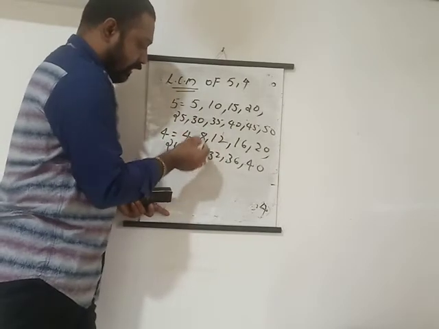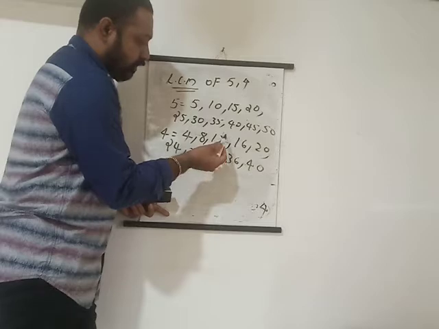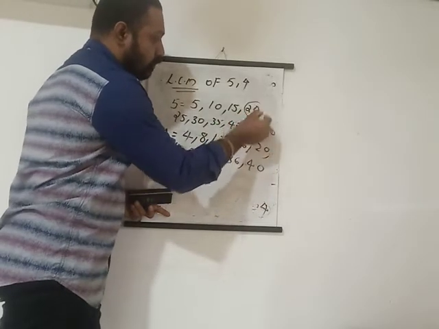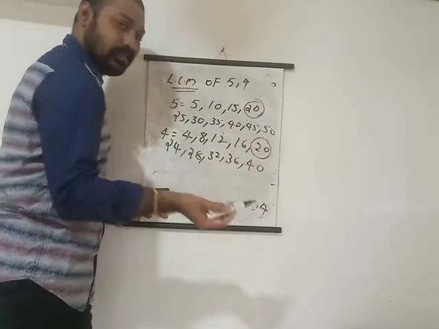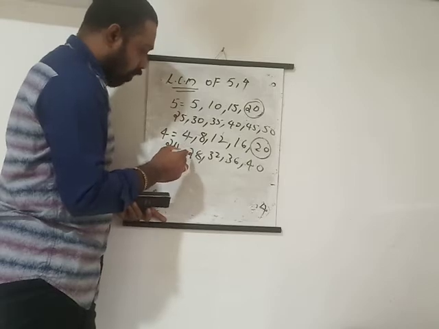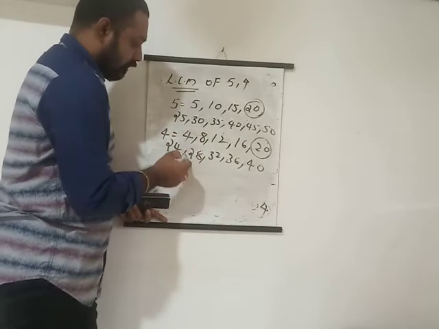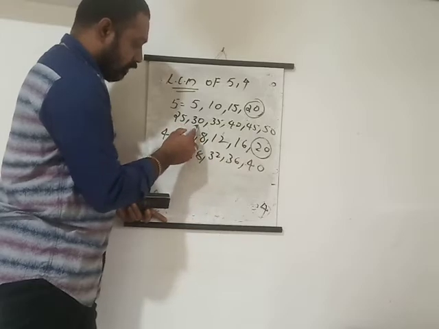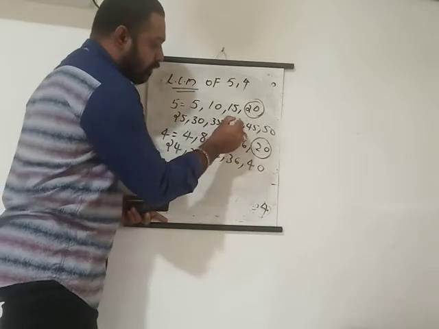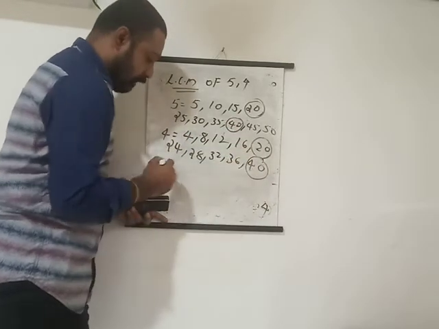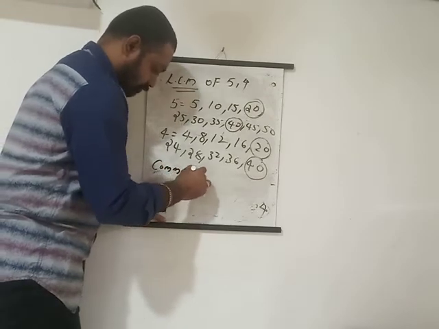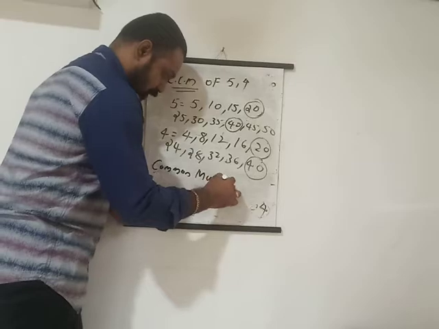5 is not here, 10 you cannot see, 15 is not here, 20, yes, 20 is here, isn't it? So 20 is here. This is actually the first one, this is actually the LCM. Again, let us check whether we have any other common multiple. 25 is not here, 30 is not here, 35 is not here, 40 is here, isn't it? So you can see we got two common multiples.